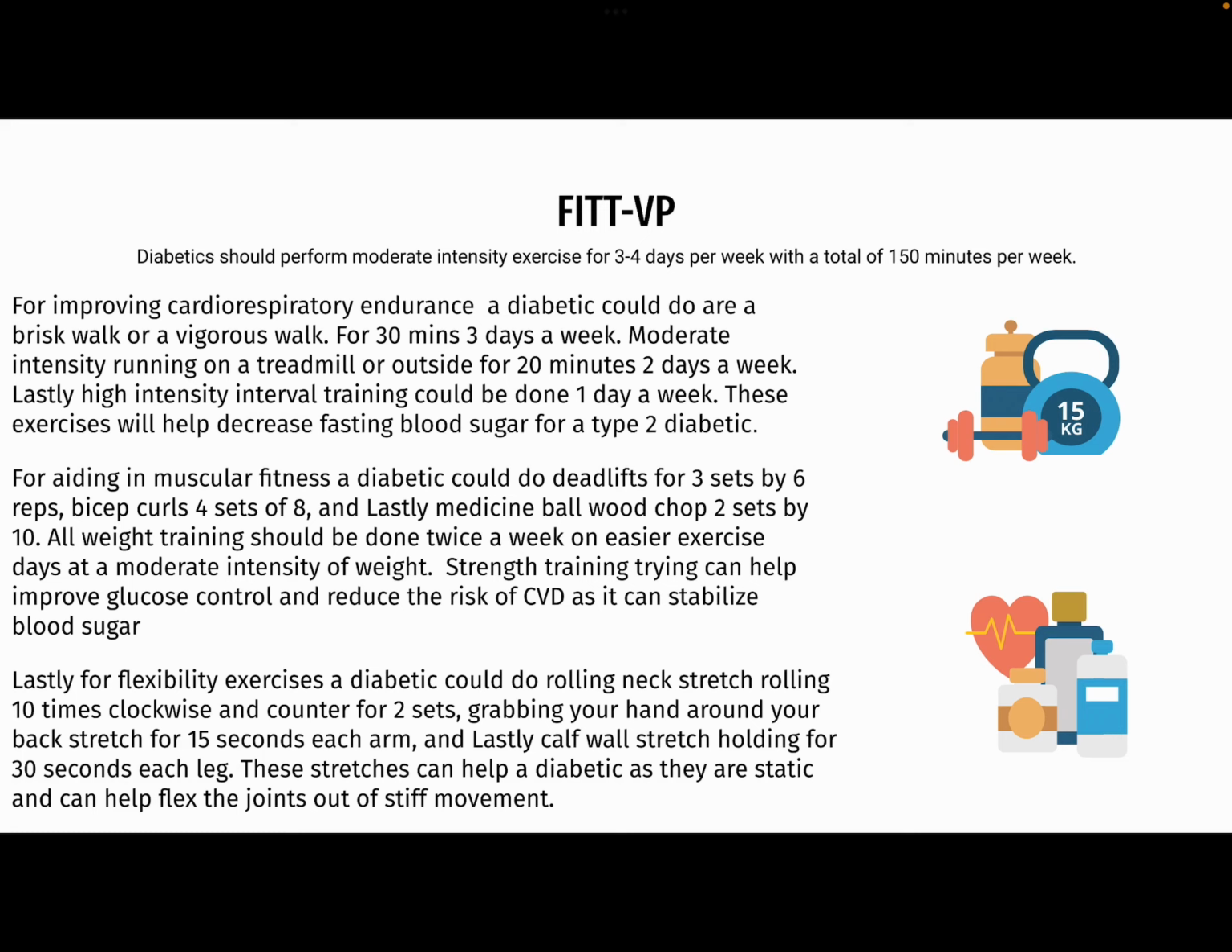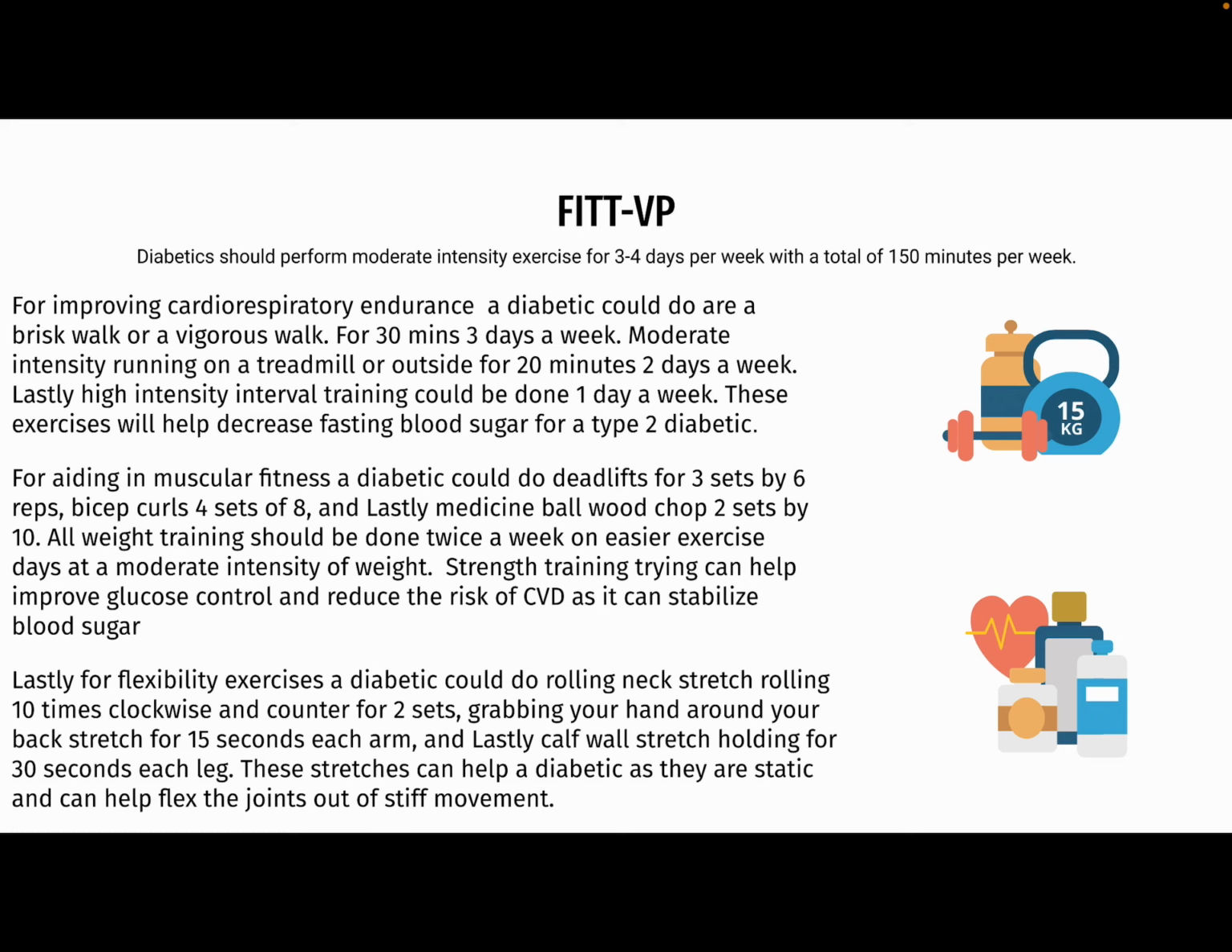Their FITT-VP: diabetics should perform moderate intensity exercise for 3 to 4 days per week with a total of 150 minutes per week, or they may see their doctor to increase or decrease exercise when needed. For improving cardiorespiratory endurance, a diabetic could do a brisk or vigorous walk for 30 minutes 3 days a week. At moderate intensity, they could run on a treadmill or outside for 20 minutes 2 days a week. Lastly, high-intensity interval training, or HIIT, could be done 1 day a week. These exercises could help decrease fasting blood sugar for a type 2 diabetic.